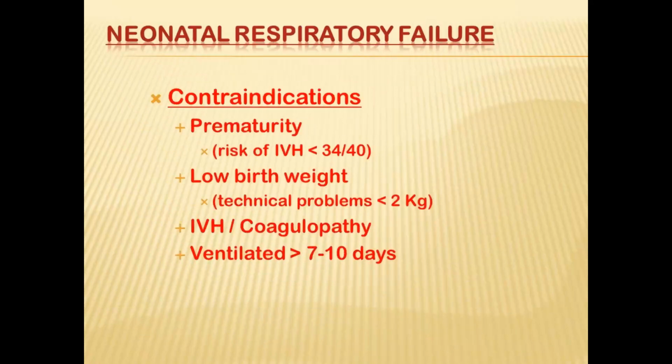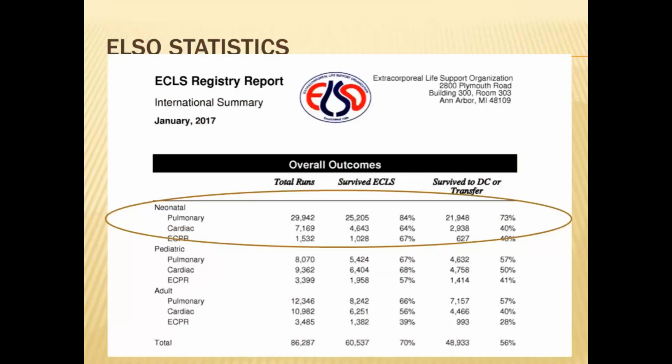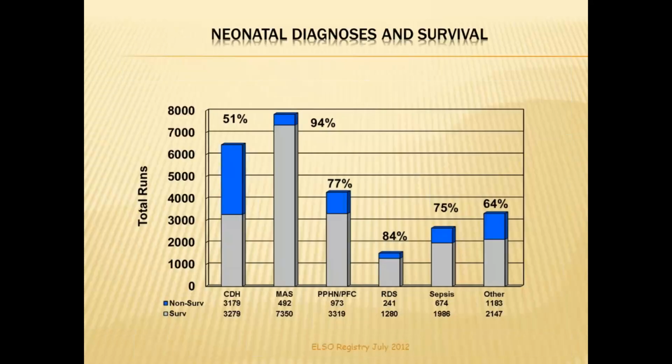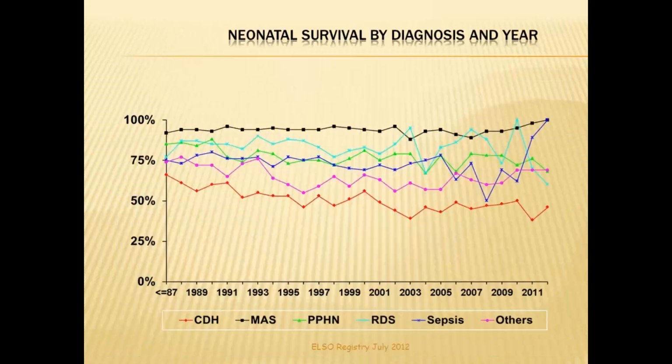So you can use it in PPHN. The only contraindications are prematurity, low birth weight of less than 2 kg, because you don't get the proper size cannula for that, intraventricular hemorrhage grade 3 or grade 4, coagulopathy, and a patient ventilated for more than 7 to 10 days. Again, this is going to be discussed separately. If you compare neonatal cases on ECMO with pediatric and adult ECMO, the neonate has the maximum experience and good results. Survival rate is much better compared to pediatric and adult ECMOs. Just keep this slide because we are going to discuss this as separate topics.